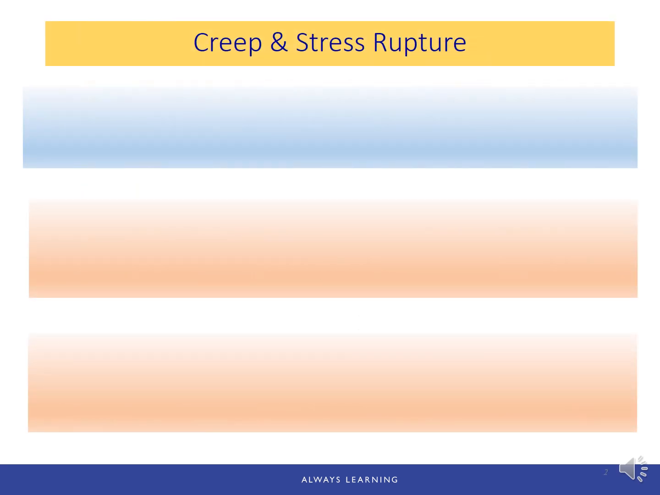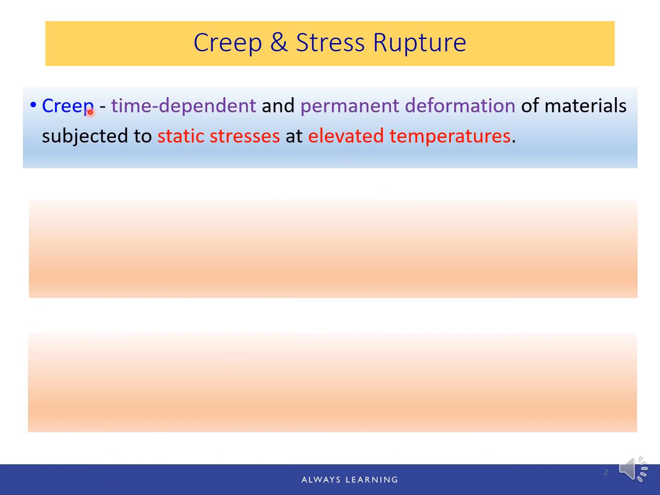Materials are often placed in service at elevated temperatures and exposed to static mechanical stresses, for example, the turbine blades in the jet or parts of the steam generators. So deformation under such circumstances is termed creep. Creep is a time-dependent and permanent deformation of materials subjected to static stresses at elevated temperatures. It is often the limiting factor in the lifetime of a part.